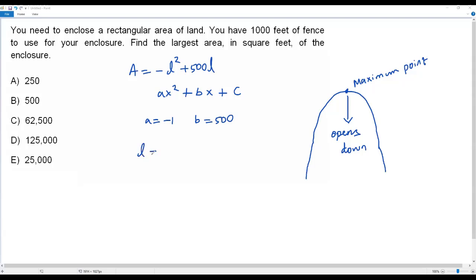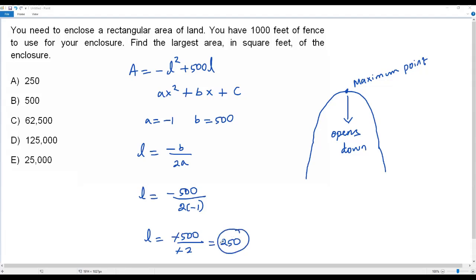Now to find the value of L corresponding to the maximum value of A, there is a formula: L equals -b over 2a. Now I plug in the values of b and a: for b we plug in 500, and 2 times a is 2 times -1, which is -2. Then L equals -500 over -2, so the negatives cancel out, and I get 500 over 2, which is 250. So when the length is 250 feet, the area will be largest.